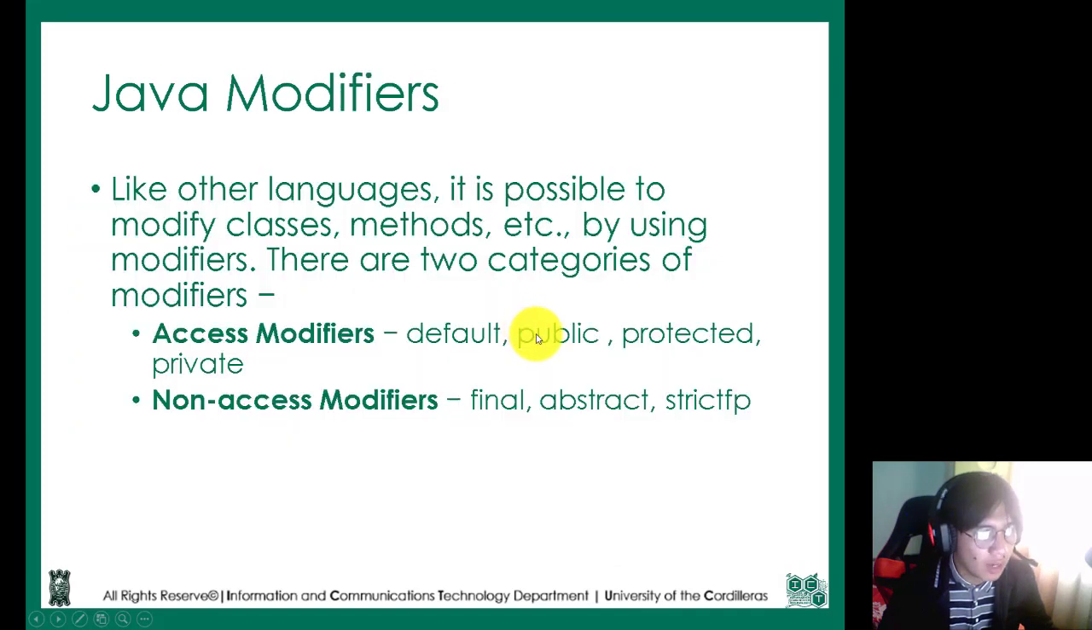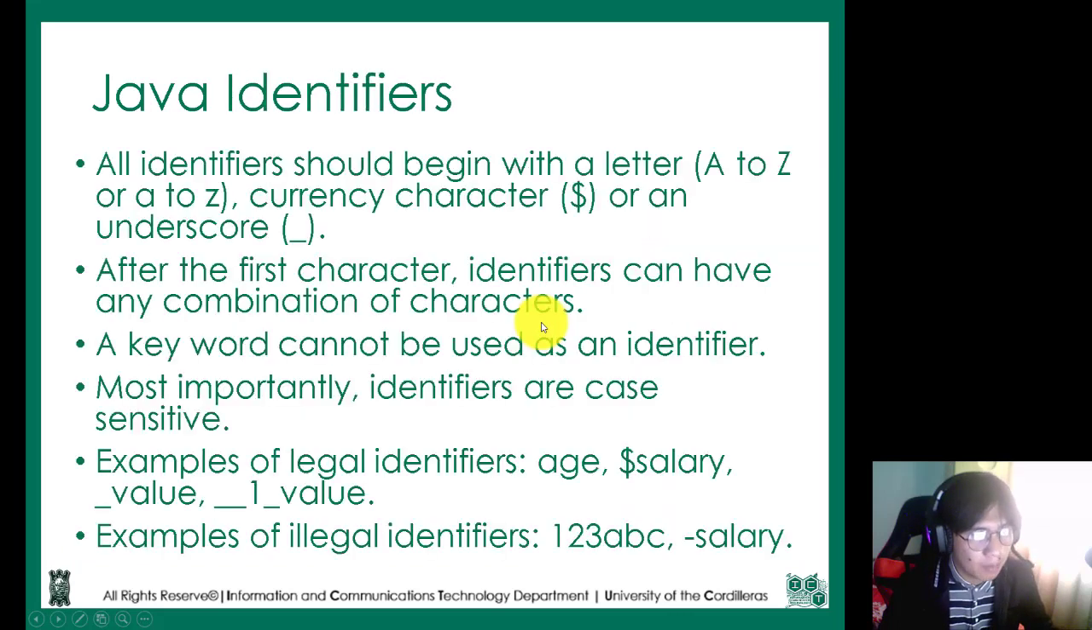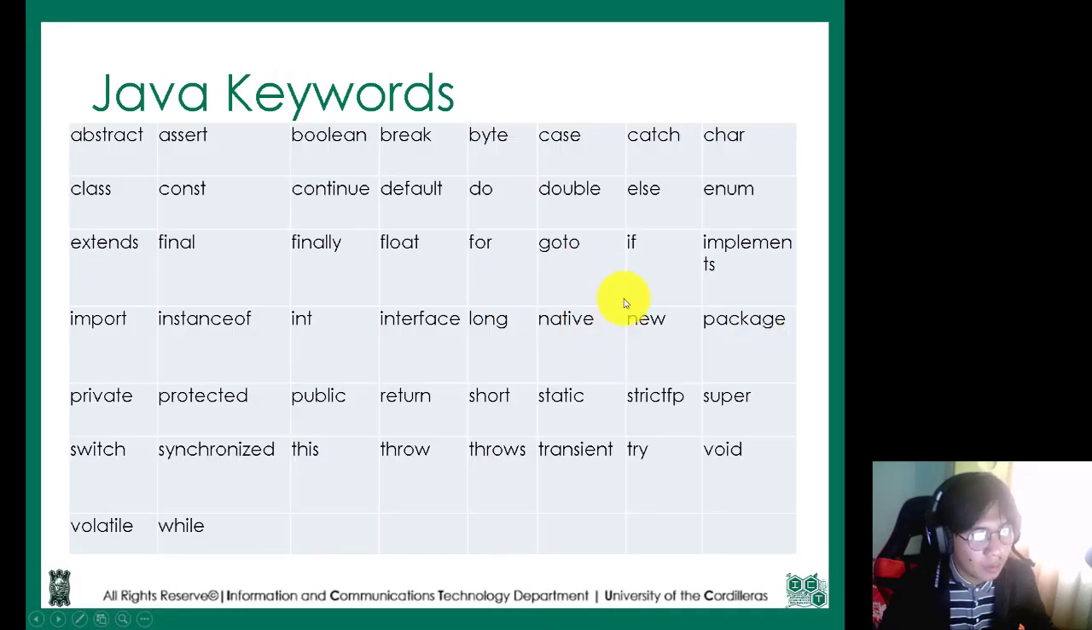Now, when we say modifier, we have two: the access modifiers and the non-access modifiers. When we say access modifiers, we have the default, public, protected, and private. When we say non-access modifiers, we have the final, abstract, and strictfp modifiers. Now, these are the Java keywords that you are not allowed to use. See, for example, here. So you can see a keyword cannot be used as an identifier. Now, these are the examples of keywords.